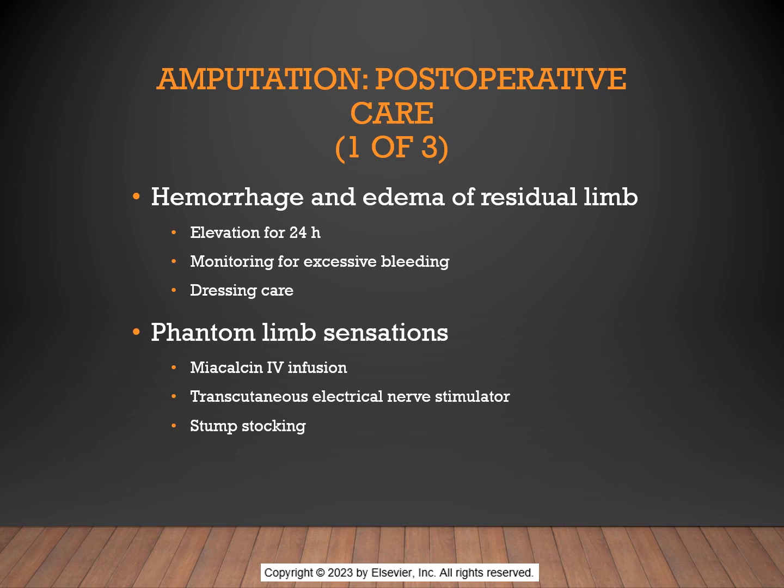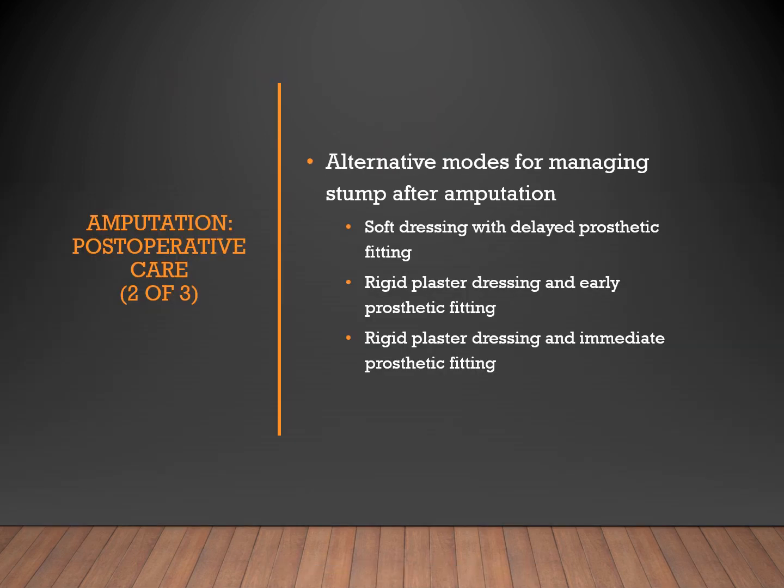Phantom limb sensations may or may not be painful. Another method is the use of transcutaneous electrical nerve stimulation, or TENS. Three alternative modes for managing the stump after amputation are soft dressing with delayed prosthetic fitting, rigid plaster dressing and early prosthetic fitting, and rigid plaster dressing and immediate prosthetic fitting.